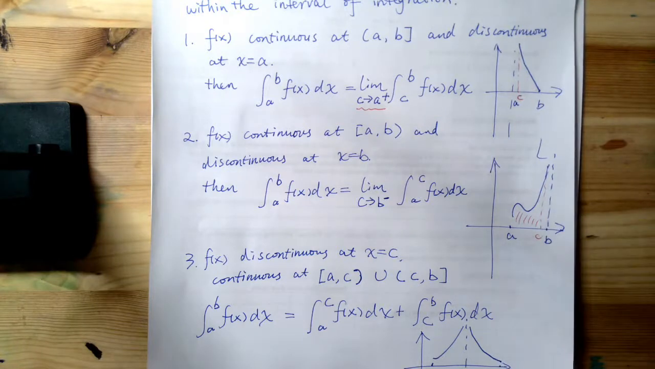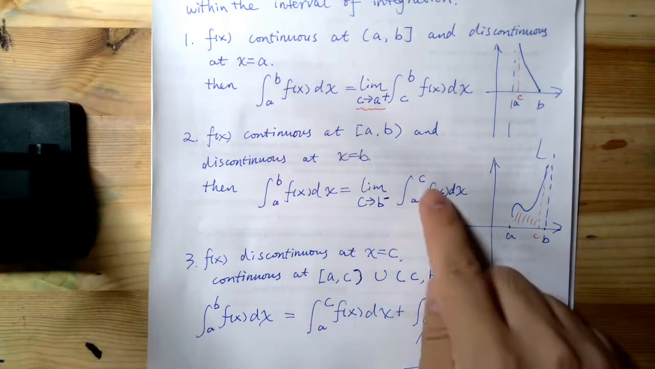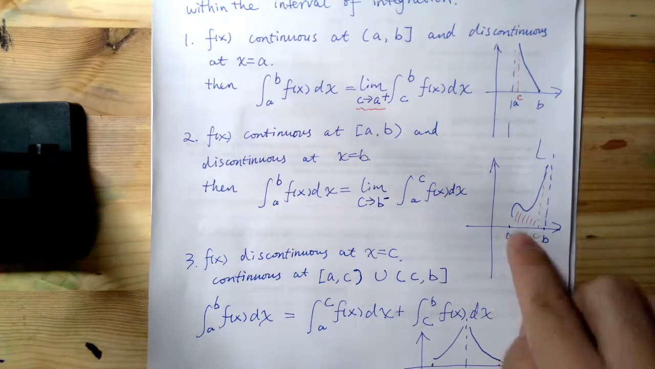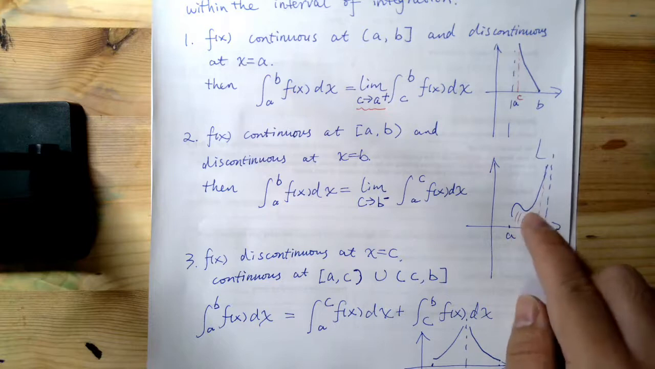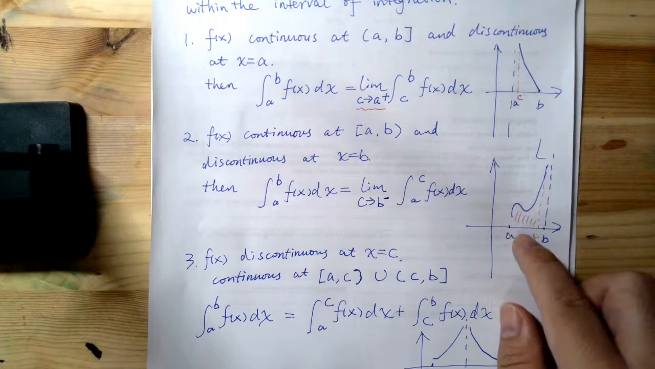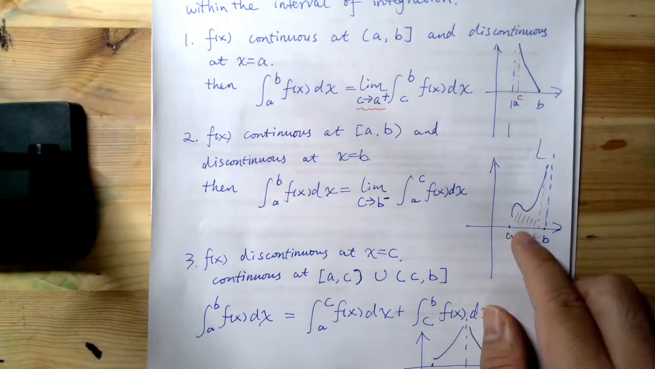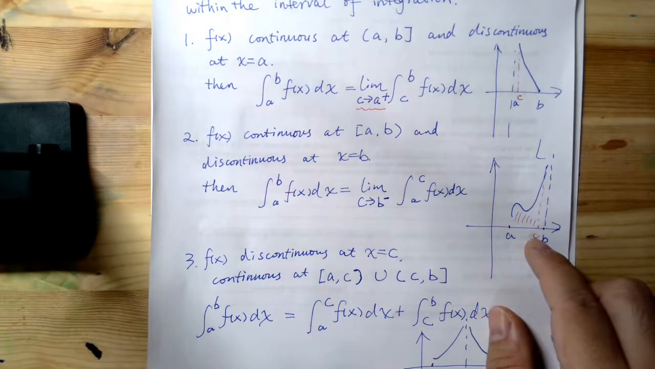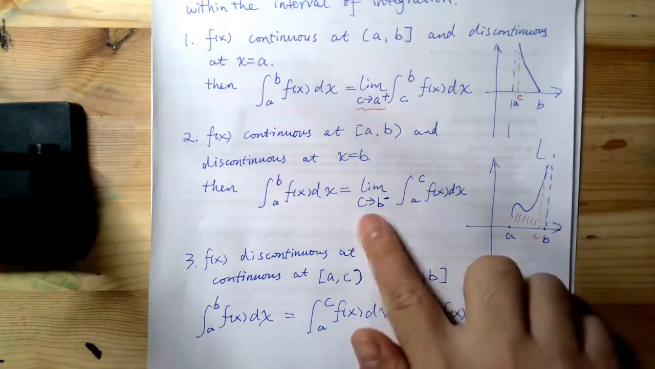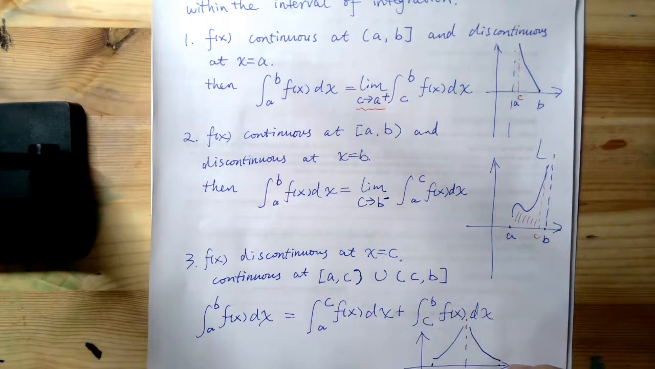So the strategy is you take c between a and b, evaluate the integral, and get some expression involving c. Then take that limit, letting c approach b from the left. So this is again a one-sided limit. That's the second situation.